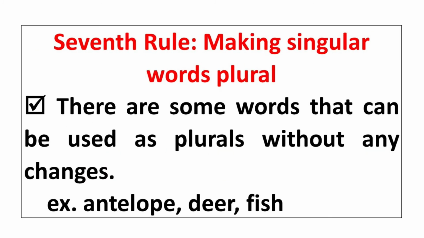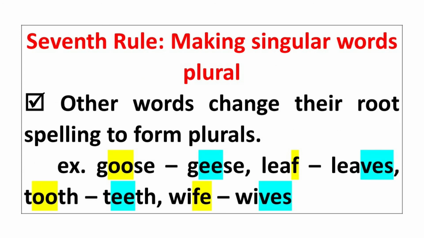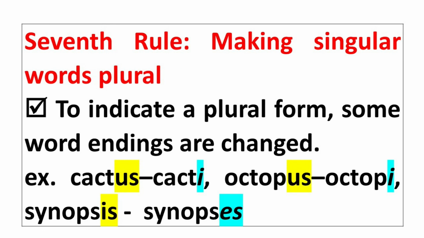Fifth, there are also some words that can be used as plurals without any changes. For example, antelope, deer, fish. Sixth, other words change their spelling to form plurals. For example, goose, geese, leaf, leaves, tooth, teeth, wife, wives. Lastly, to indicate the plural form, some word endings are changed. For example, cactus, cacti, octopus, octopi, synopsis, synopses.